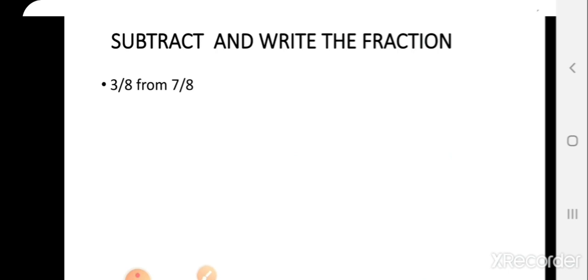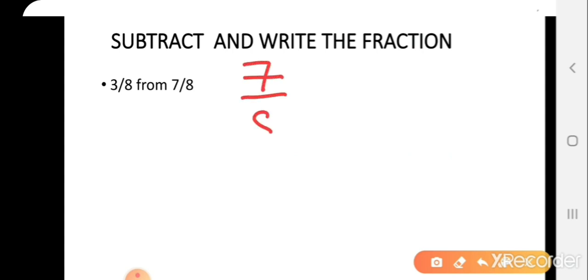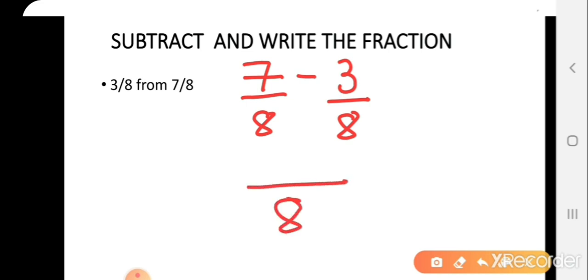Let us see the example. In the given example, 3 by 8 from 7 by 8. That means 7 by 8 minus 3 by 8. Now here the denominator is same, so we will write it once and the numerator as it is along with the sign.